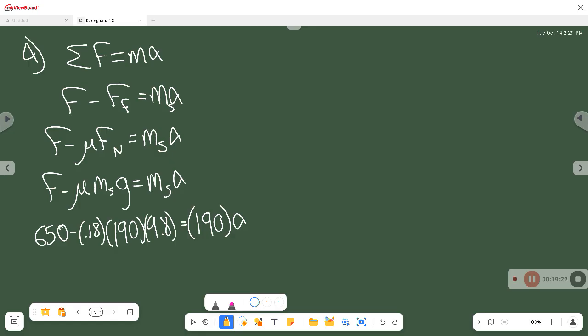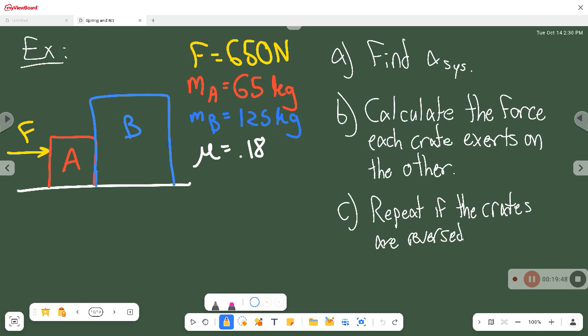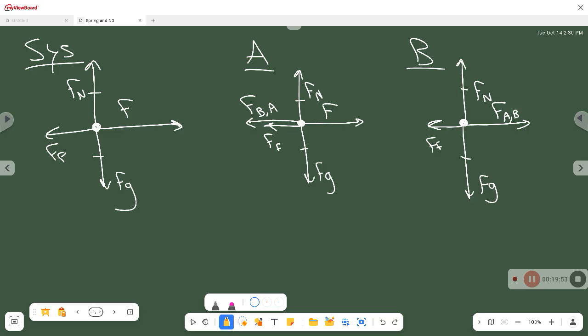Okay, so let's plug that into our calculators. Okay, so I plugged that into my calculator, divide by 190. I got an acceleration here of 1.65 meters per second squared. Okay, good start. That is our acceleration of the system. Now it tells me for part B to solve for the force that the crates exert on each other. So that's going to be this F of A on B or F of B on A.